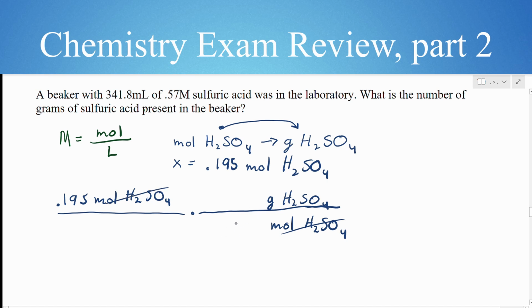Using the molar mass, we know that in 1 mole of this acid, we have 98.08 grams of the acid. Now we just multiply straight across. This gives us 19.126 grams of sulfuric acid. So for this question, if we have molarity and the volume, we need to find the number of moles. Next, because it wants grams, we need to convert moles of that compound to grams of that compound using the molar mass.